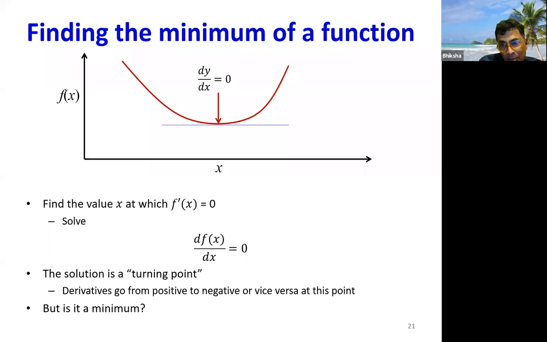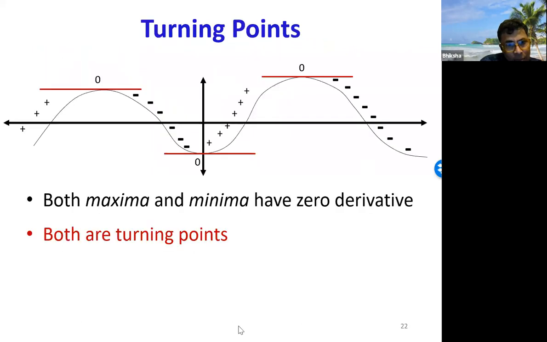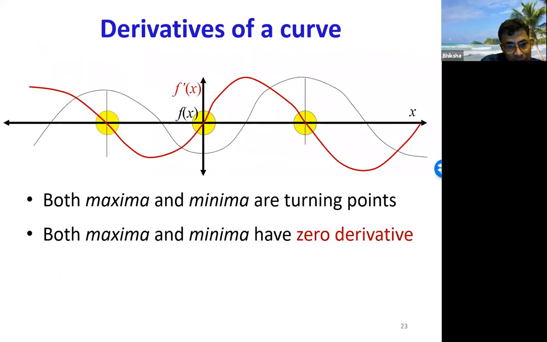To identify the minimum, you have to find the turning points, the values of x at which the derivative is 0. But then both maxima and minima are turning points. In the case of maxima, the function initially increases, then it becomes flat and then decreases. In the case of a minimum, the function initially decreases, becomes flat, and then increases. So if you consider the slope of the function, before the maximum, the slope is positive because it's increasing.